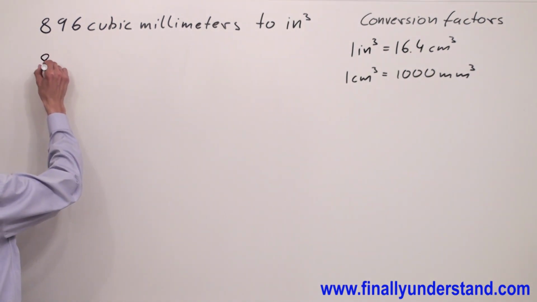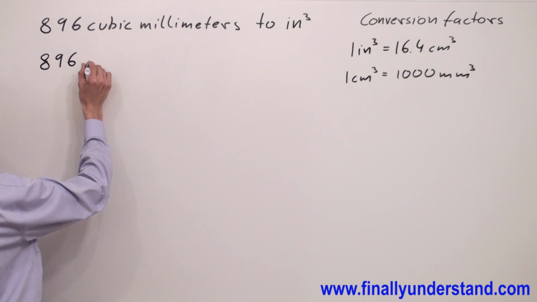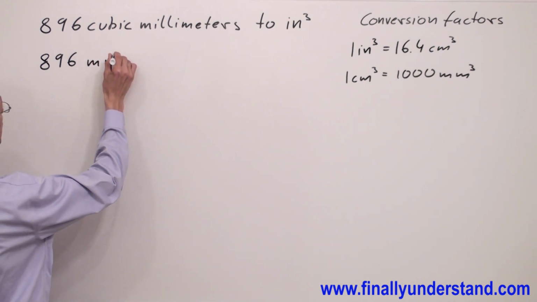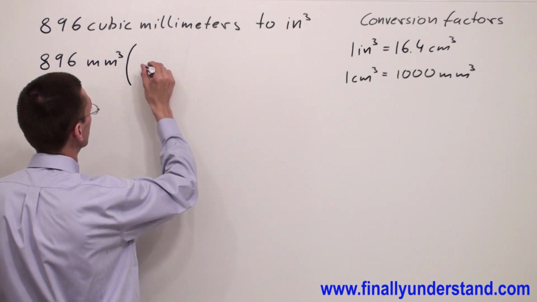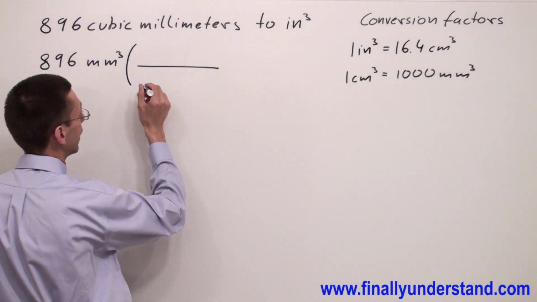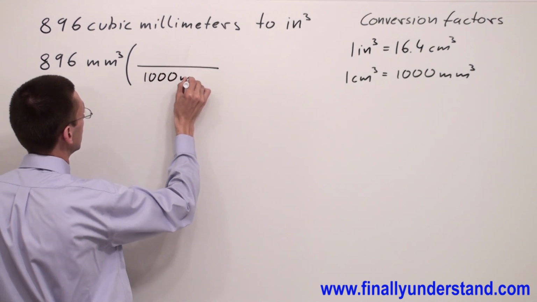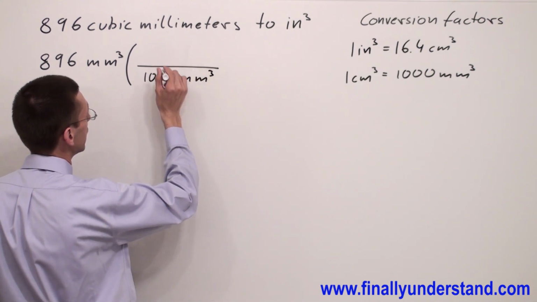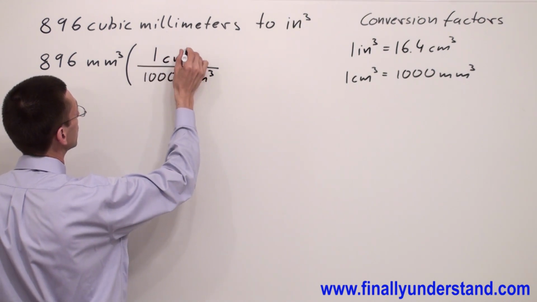We have 896 cubic millimeters. I have to convert this to cubic centimeters first. I have 1000 cubic millimeters and 1 cubic centimeter in the numerator.